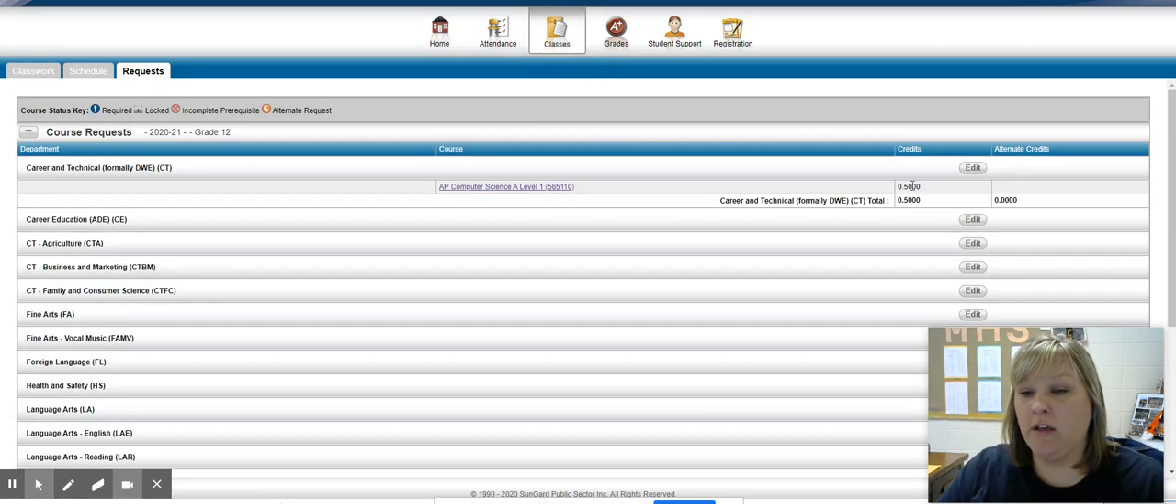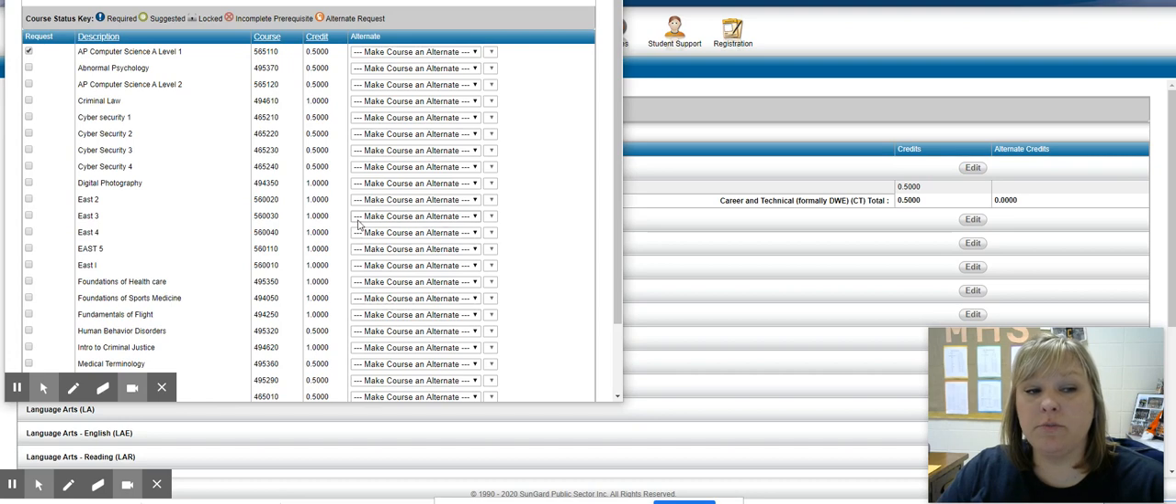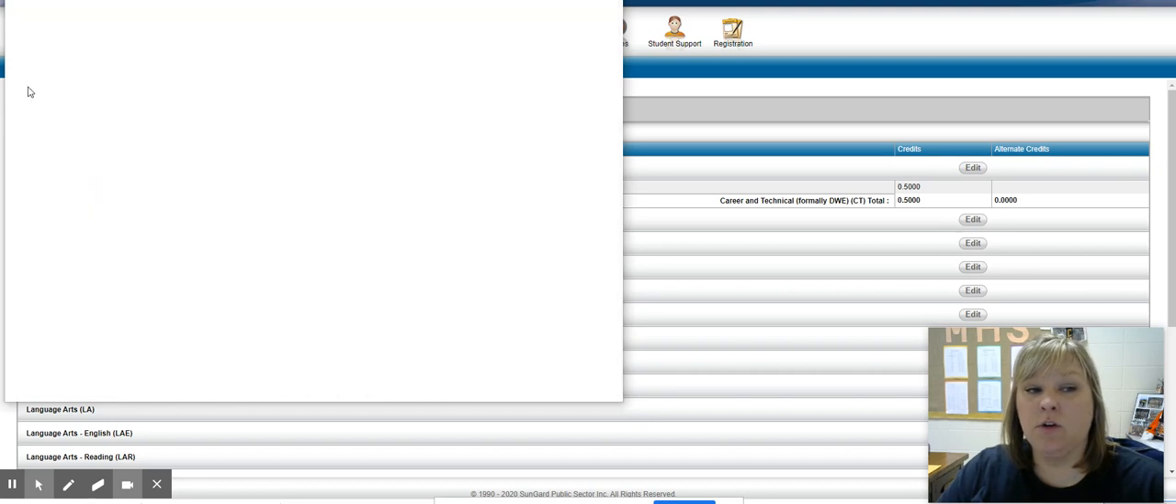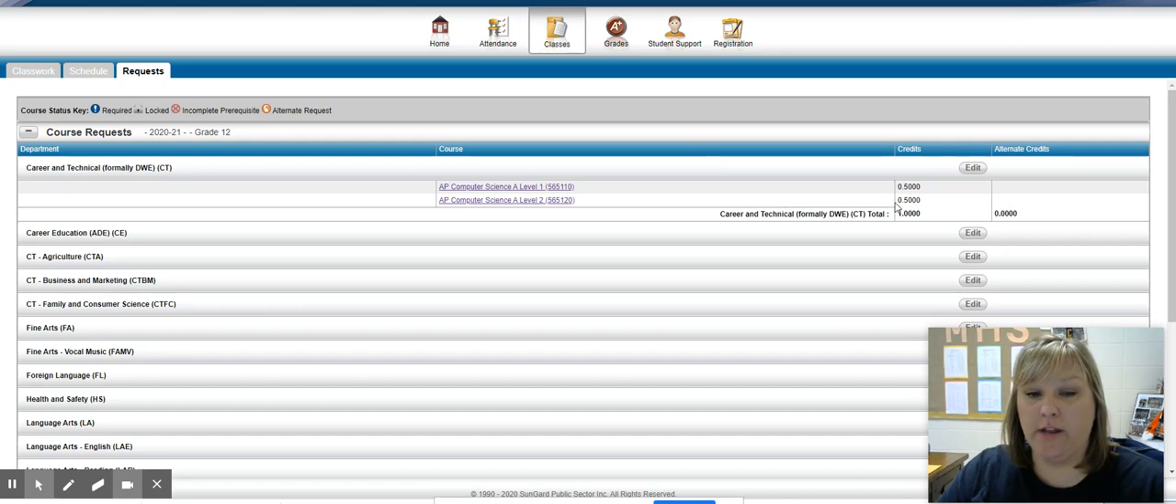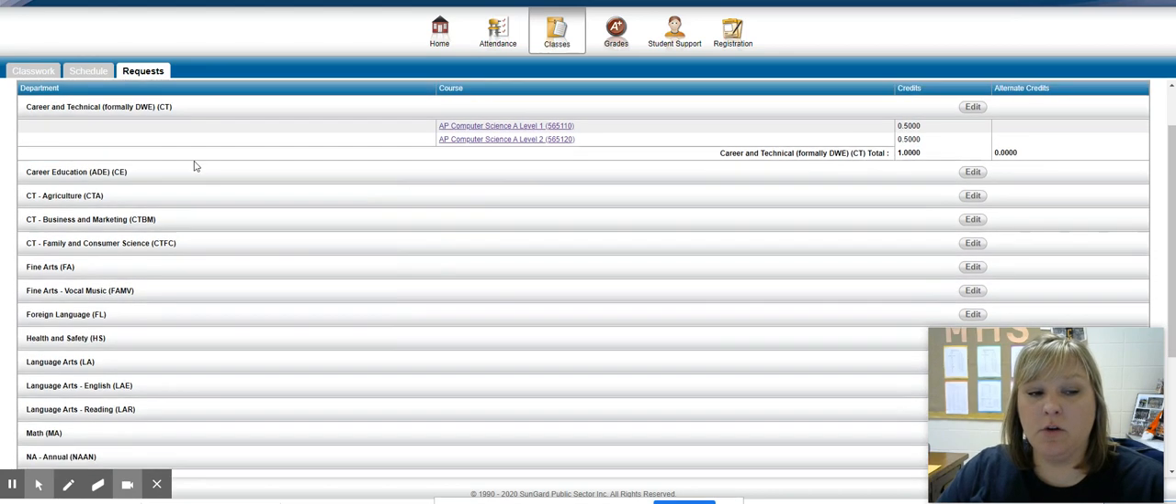If you will notice here that this is only worth a half a credit. This is a level 1. So if it's 1, 2, something like that, then you need to register for the second part as well, to equal a whole credit, okay? So all of the categories are different.